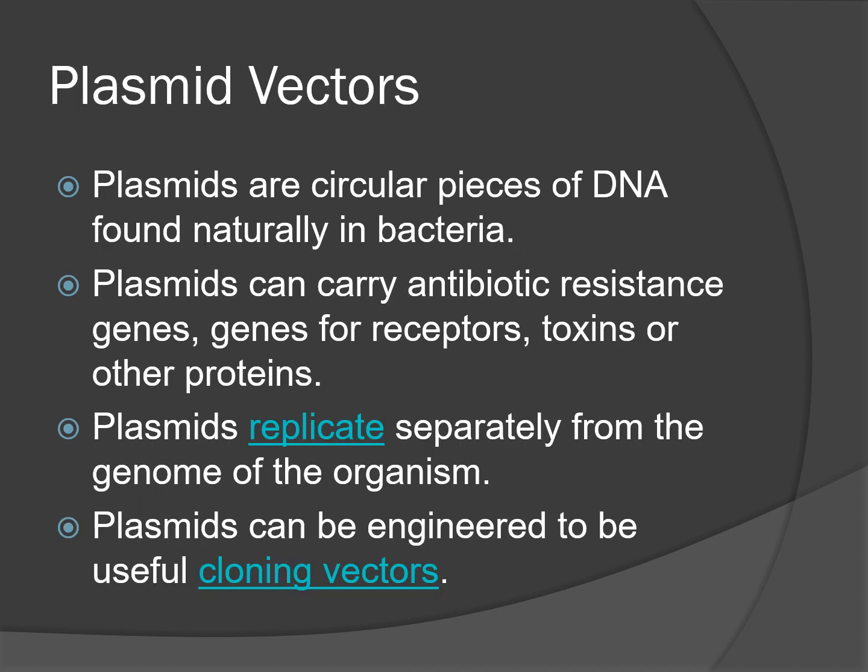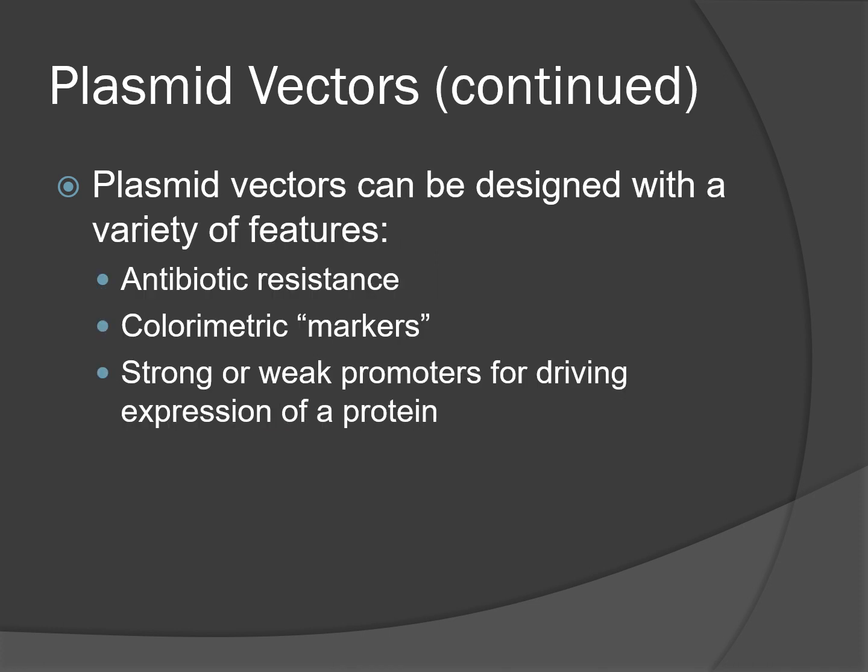Plasmid vectors. Plasmids are circular pieces of DNA found naturally in bacteria. Plasmids can carry antibiotic resistance genes, genes for receptors, toxins, or other proteins. Plasmids replicate separately from the genome of the organism. Plasmids can be engineered to be useful cloning vectors.